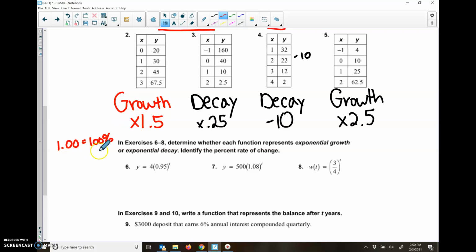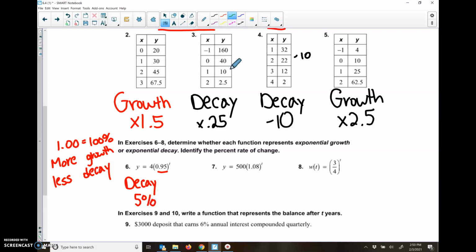So 1.00. If something is more than 1.00, that means it is a growth problem, only if it's more than 1.00. If it is less than 1.00, that means it is a decay problem, and they want us to say how much it's decaying by. So here they have a 0.95. So 0.95 is less than 1.00. So this is a decay problem. And then decaying by how much? Well, this is 100%. That's 95%. So it is actually decaying by 5%.